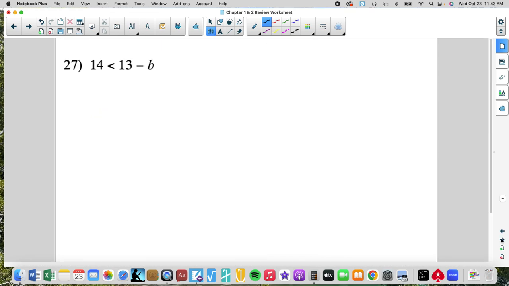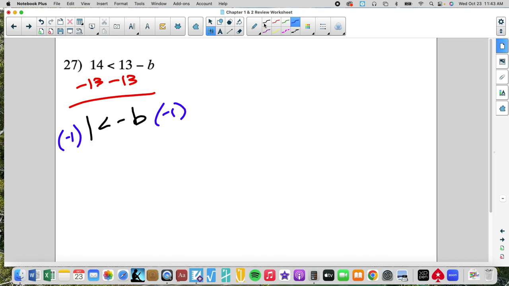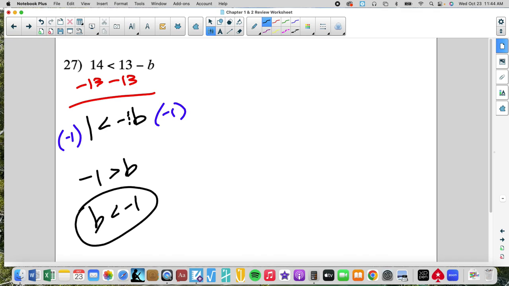Inequalities. So we have a one-step inequality. We are going to subtract 13 from both sides. We get 1 is less than negative b. We're going to multiply both sides by negative 1 because I need to isolate b. b is being multiplied by negative 1. There's an invisible 1 there. So we get negative 1 is greater than b, or b is less than negative 1. We had to flip the inequality sign. Because we multiplied both sides by a negative, I have to flip the inequality sign.